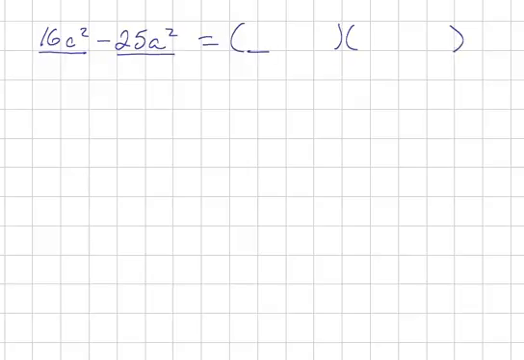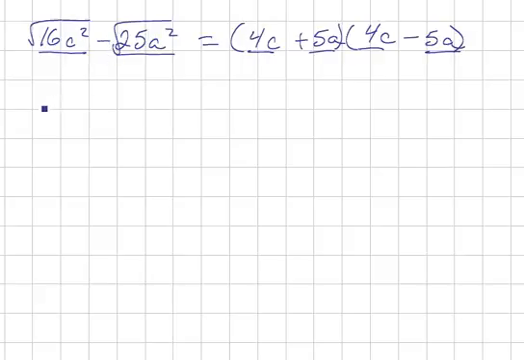The first term of each bracket has to multiply together to make 16c squared. So basically we're looking at the square root of 16c squared, which is 4c and 4c. For the last term, they have to multiply together to give 25a squared. So the square root of that is 5a and 5a. We make one positive and one negative, which means the middle two terms that aren't written here cancel out. That's it.